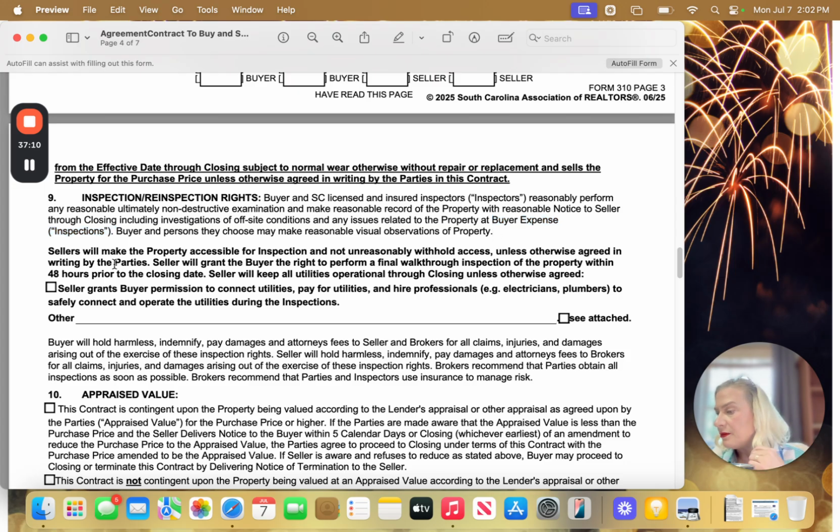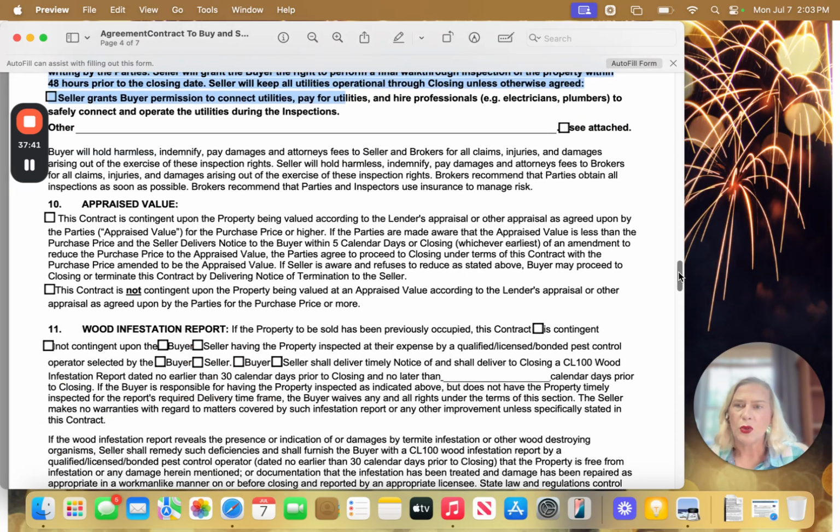The next section in bold says that the sellers will make the property accessible for inspection and not unreasonably withhold access so that your clients and inspectors can get in the property. It says we also have the right to do a final walkthrough of that property within 48 hours of the closing date. They cannot deny you. It also states that the seller will maintain and keep all utilities operational up until the day of closing unless otherwise agreed.